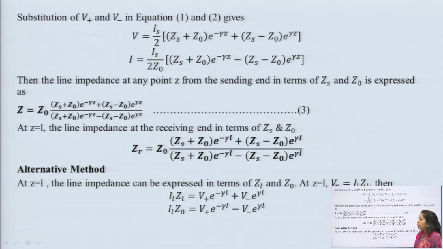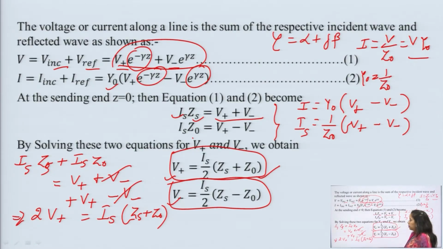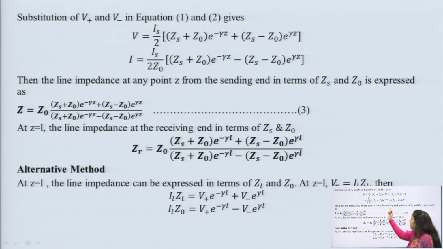Now, what are we having? Substitution of V plus and V minus in equations 1 and 2. Now, we have these two equations for V plus, V minus and I. So, now what values we are getting of V plus and V minus, we just substitute in equations 1 and 2. On substituting, we are able to get this expression.